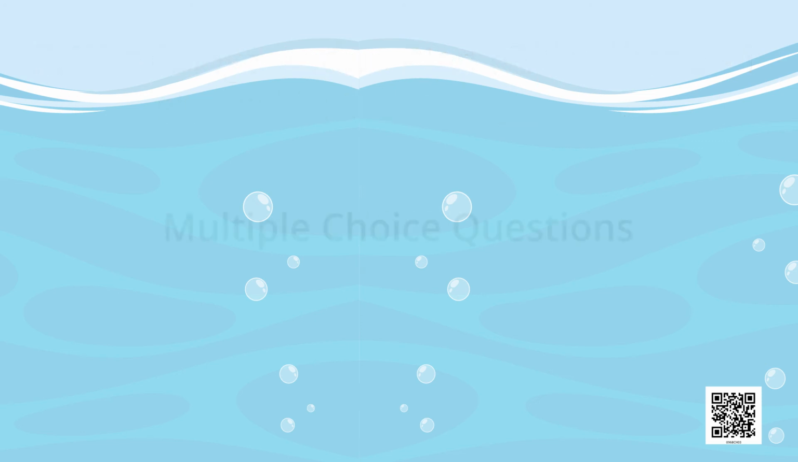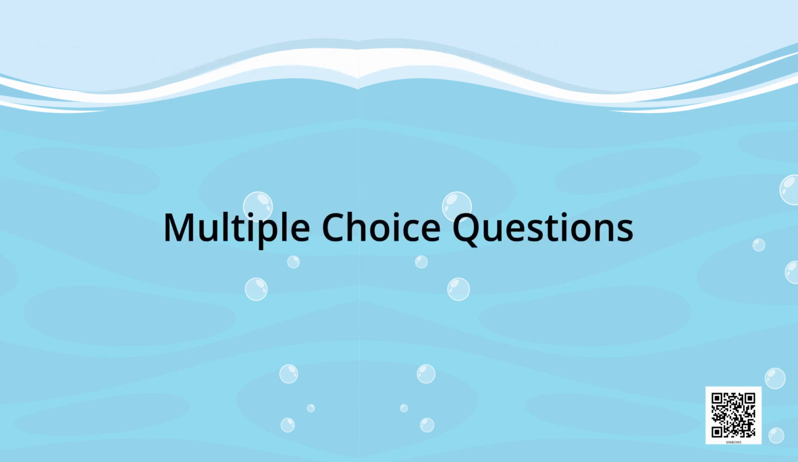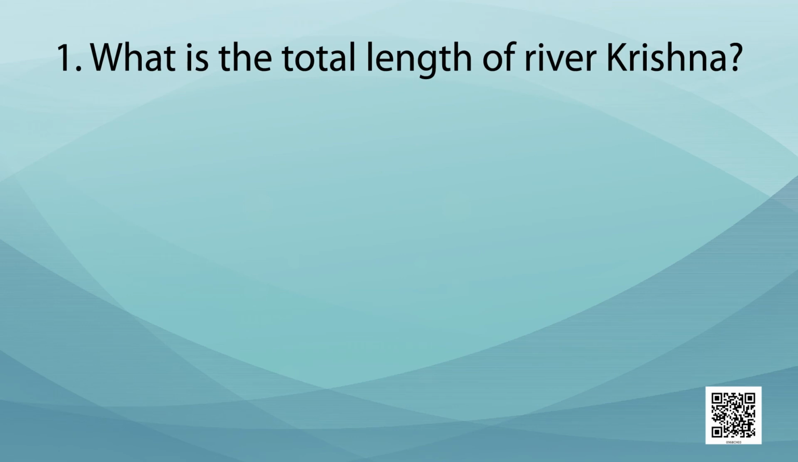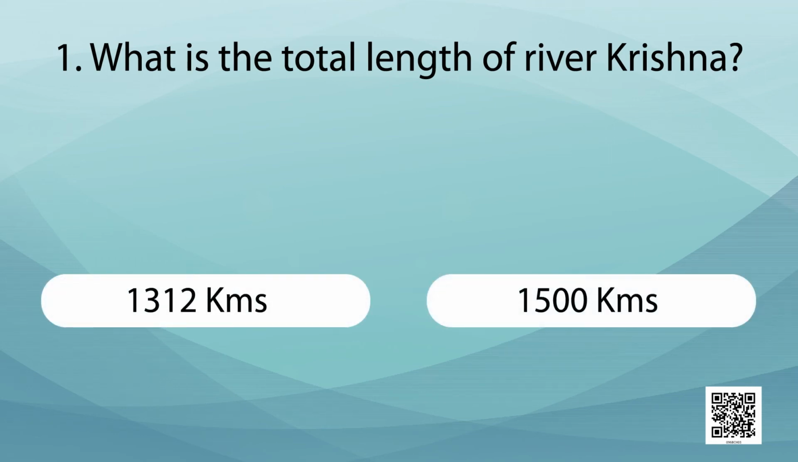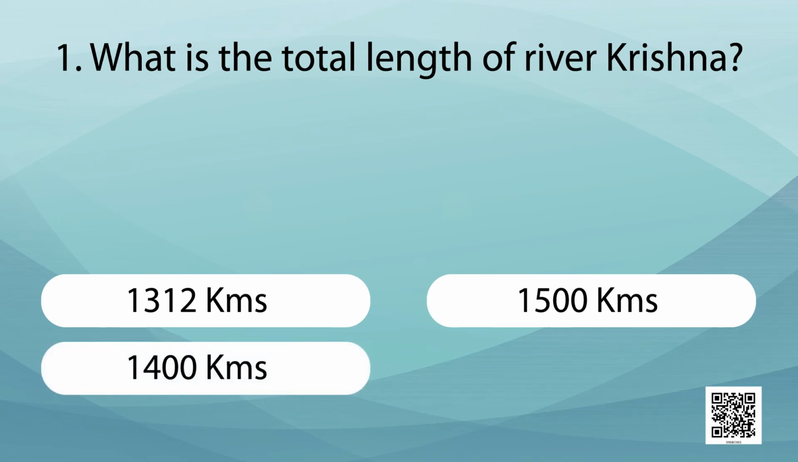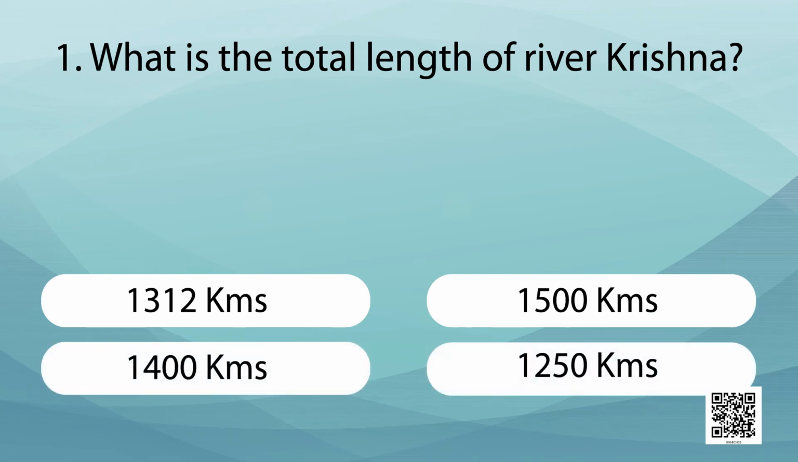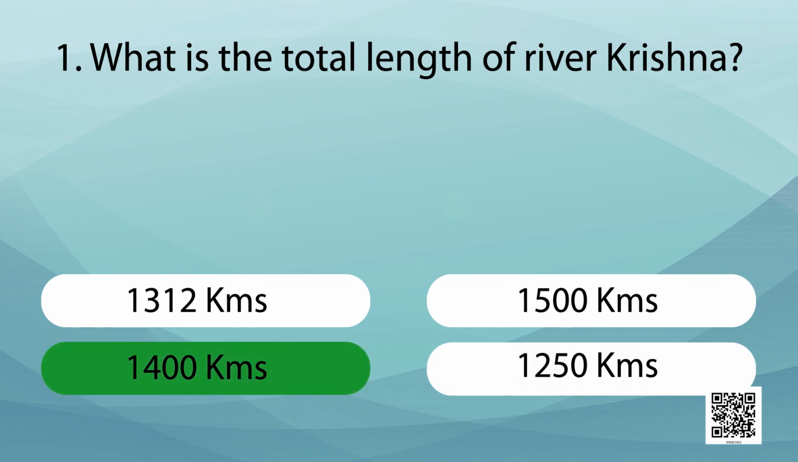Okay, so now you'll be having some questions and some options to it. You have to pick the correct option. My first question is, what is the total length of river Krishna? Is it 1312 kilometers? Is it 1500 kilometers? Is it 1400 kilometers, or is it 1250 kilometers? It is 1400 kilometers. Very good.